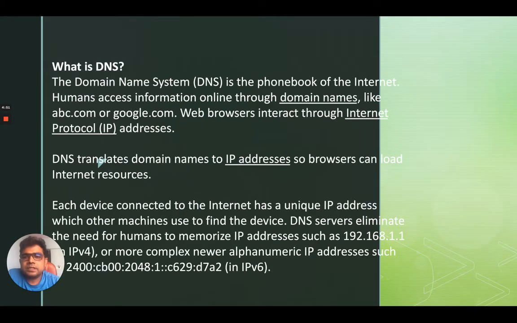So DNS stands for Domain Name System. It is the phone book of the internet. Think of it like we have a domain name and an IP address in it. If you go with the domain name, you can find the IP address of it. Humans access information online through domain names like abc.com or google.com. Web browsers interact through internet protocol IP addresses.